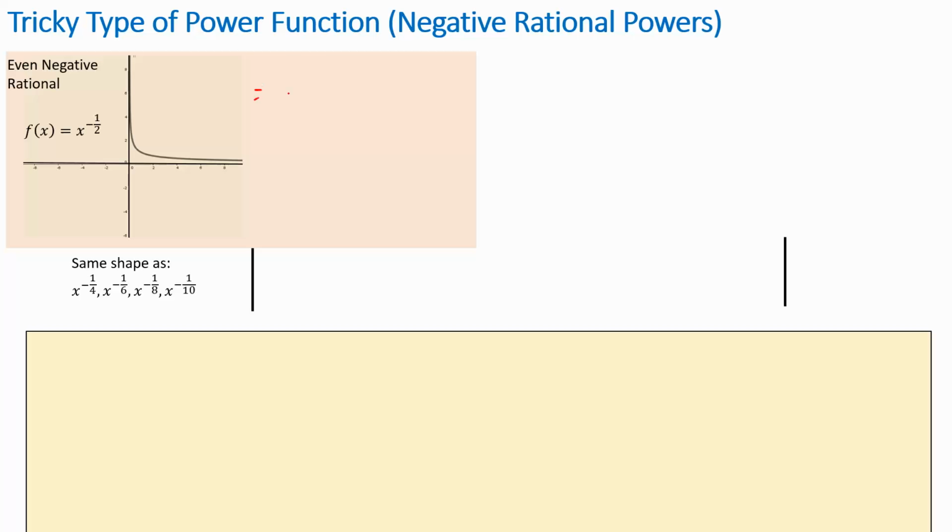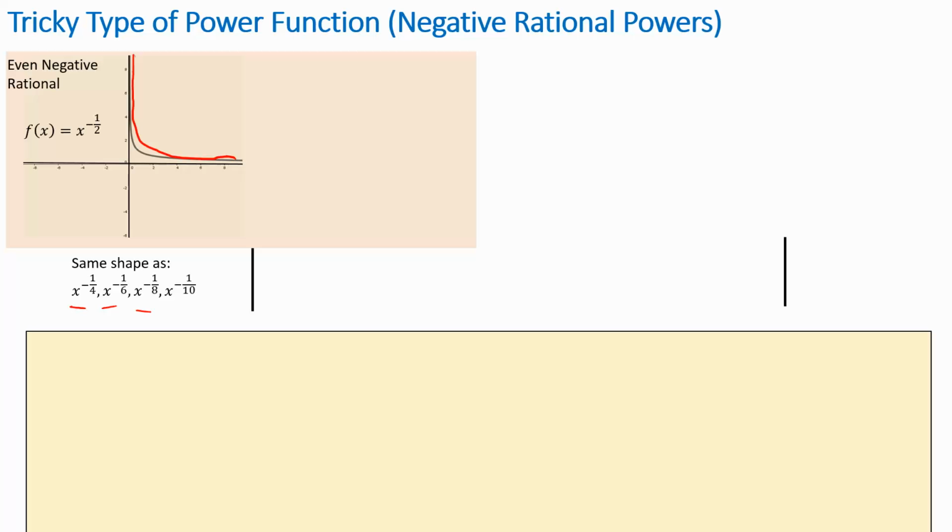This is still very similar to 1 on x. The only difference is you said square root of x, because x to the power of a half is the square root. So this is the same thing as 1 on x to the power of a half, and so it makes sense that you can't have any negative values and you only get this shape. Okay? Now that also means that you can apply that to x to the power of negative a quarter, x to the power of negative 1/6, x to the power of negative 1/8. It will follow the same thing. The only difference is whether it's larger or smaller in terms of y values.